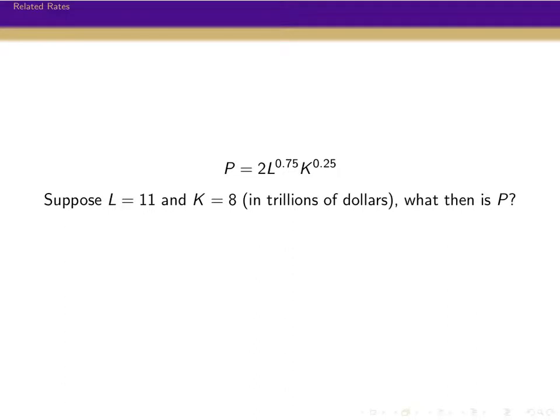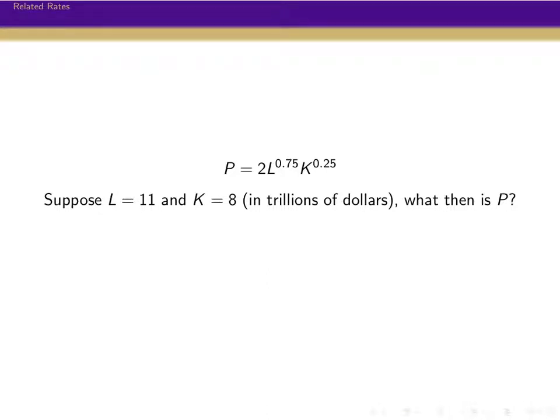So let's suppose we have some country, and this is the Cobb-Douglas production function for it. Let's say that all of this is in trillions of dollars, which makes sense for large countries. So let's say that L equals 11, so that's representing $11 trillion being spent on labor. K equals 8, so that's saying $8 trillion is being spent on capital. So capital here means materials, factories, anything that's really not labor.